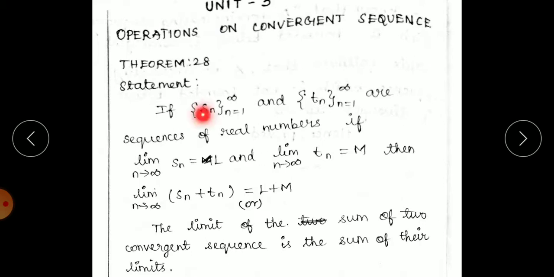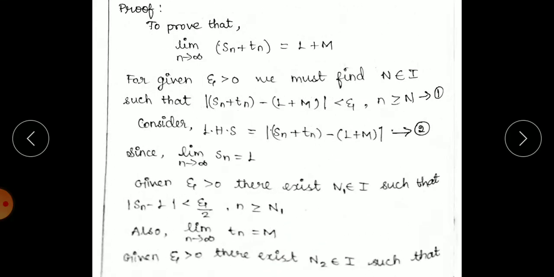That is, if you are taking two sequences Sn and Tn, and Sn has a limit L and Tn has a limit M, then if you are adding the two sequences, the limit has to be L plus M. Or, the limit of the sum of two convergent sequences is the sum of their limits. They can ask it in this statement: the limit of the sum of convergent sequences is the sum of their limits. Now we can see the proof of the theorem.